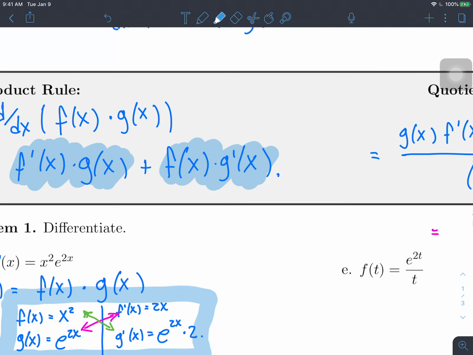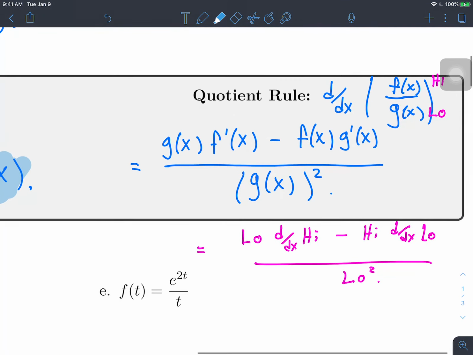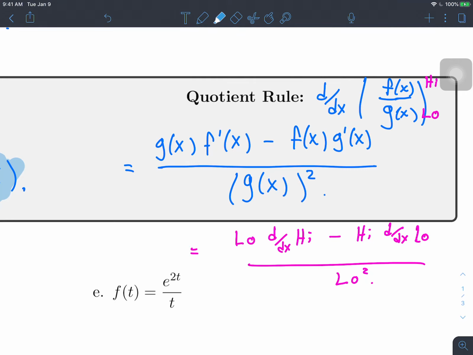However, it's not true for subtracting things. If we do 6 minus 3, we get 3. But if we do 3 minus 6, we get negative 3. Two different answers. Okay? So the order that we do this in does matter. You need to make sure that you do g times f prime and then subtract from that f times g prime. Okay? So the order does matter.